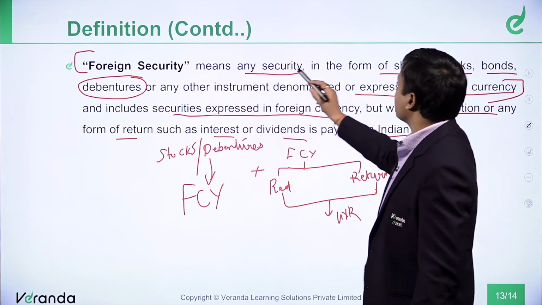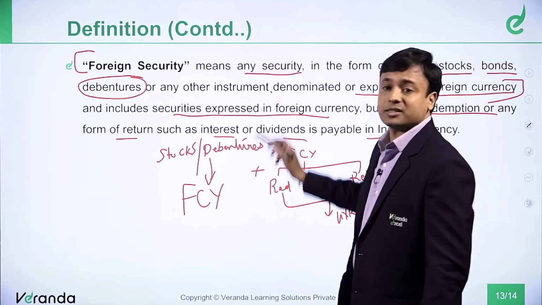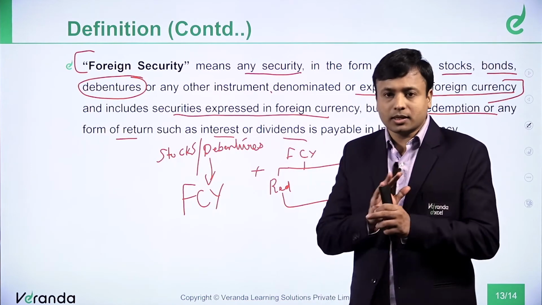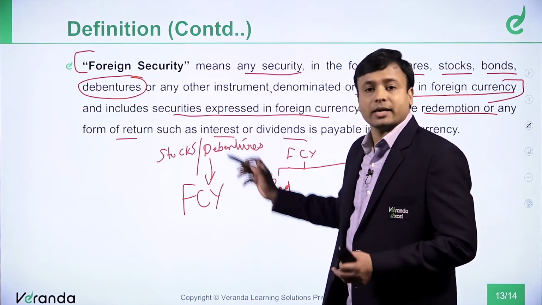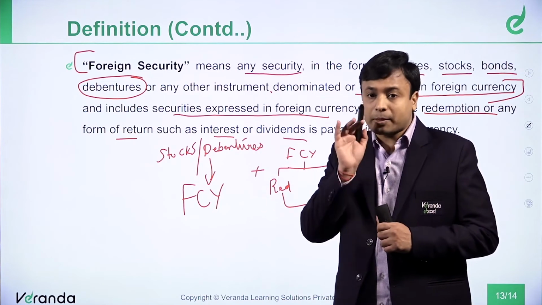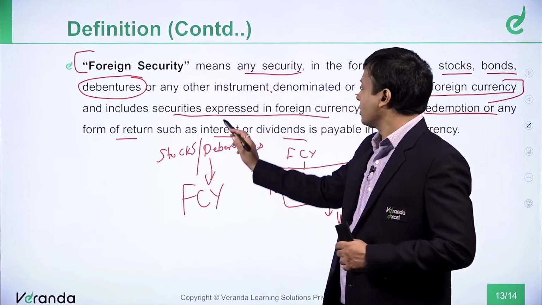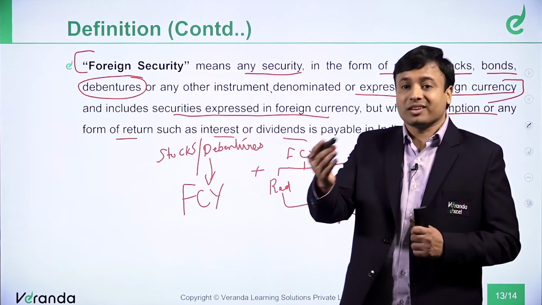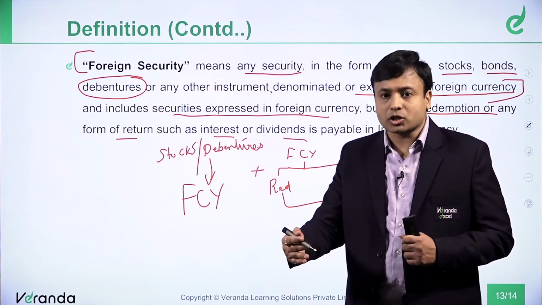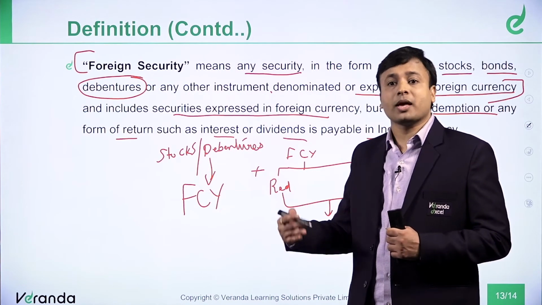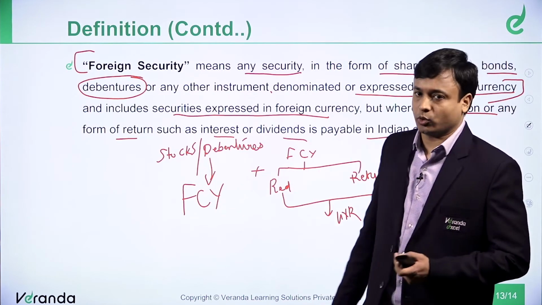Foreign security means security in the form of shares or debentures or any other instruments denominated in foreign currency. Second, I will also include securities expressed in foreign currency, because I am still not going to Indian currency. So securities will still be denominated in foreign currency, but the redemption, that is the closure, will happen in INR, or the interest or the dividend income may come in INR. Those securities are also foreign securities.